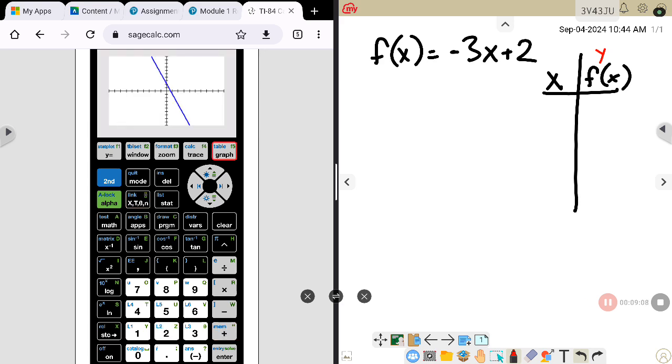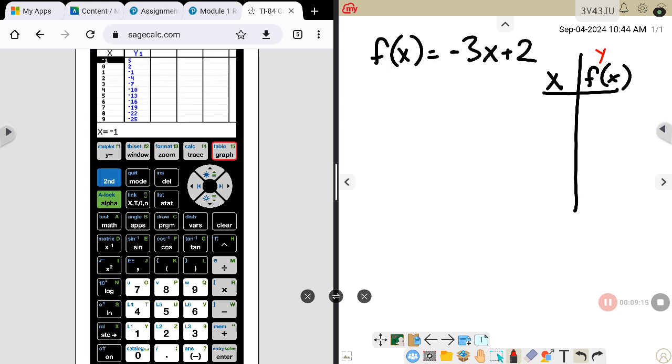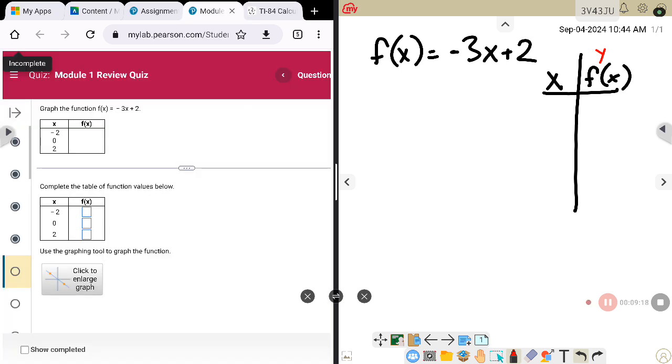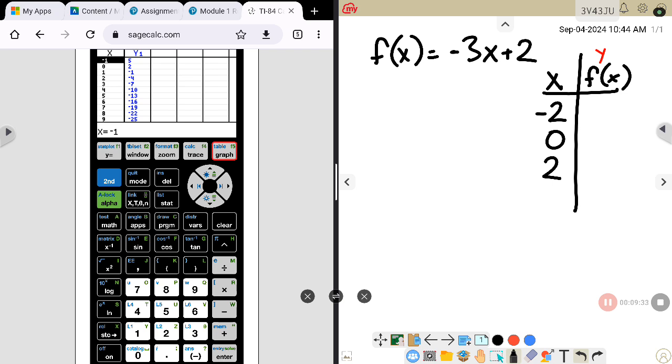So it wants me to complete the table. Now, you'll notice in the table, it tells you the x's it wants you to use. It wants you to use -2, 0, and +2. So that's the points that I'm looking for in this calculator.